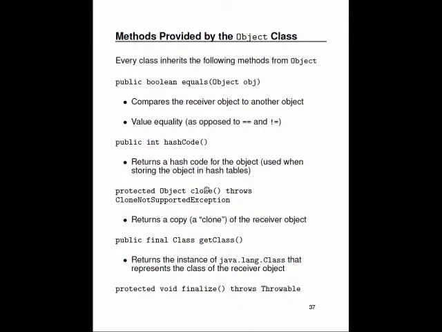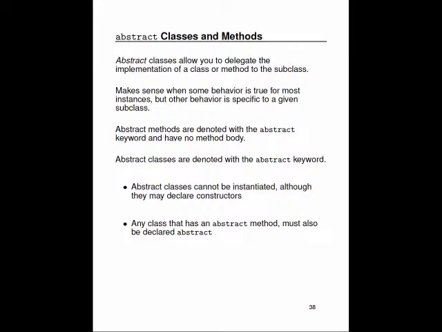A method called clone, which returns a copy of the receiver object. A method called getClass, which returns an object which is an instance of the class that describes the class of the object on which it was invoked. Don't worry, we'll cover that later too. And also a method called finalize, which is invoked when the object is garbage collected. It's a little bit like a destructor, but no, not really. And we'll see some more details about that later.